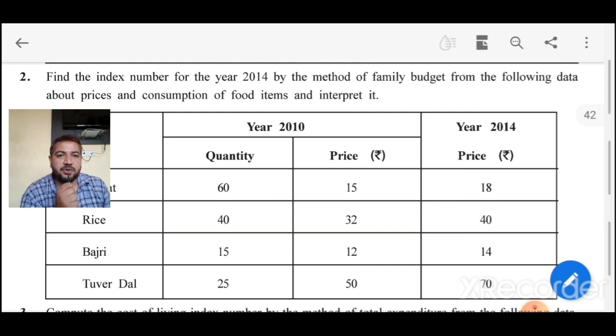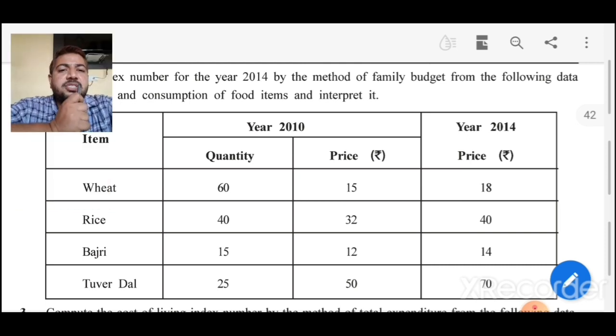Find the index number for the year 2014 by the method of family budget from the following data about prices and consumption of food items and interpret it. Friends, they have asked two questions. In the first question, we have to find the cost of living index number as per the family budget method, and then we have to interpret it. How to interpret it, I will teach you afterwards. First of all, we will calculate the cost of living index number.